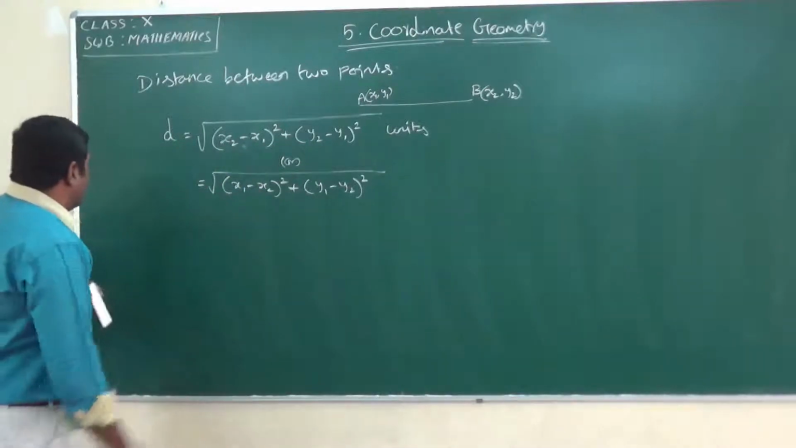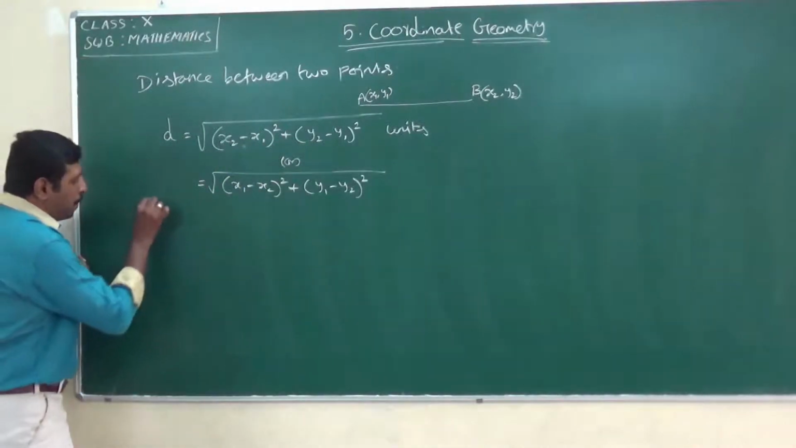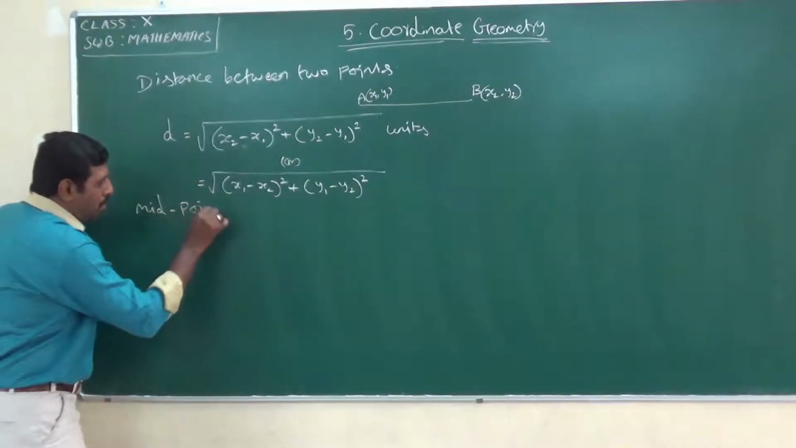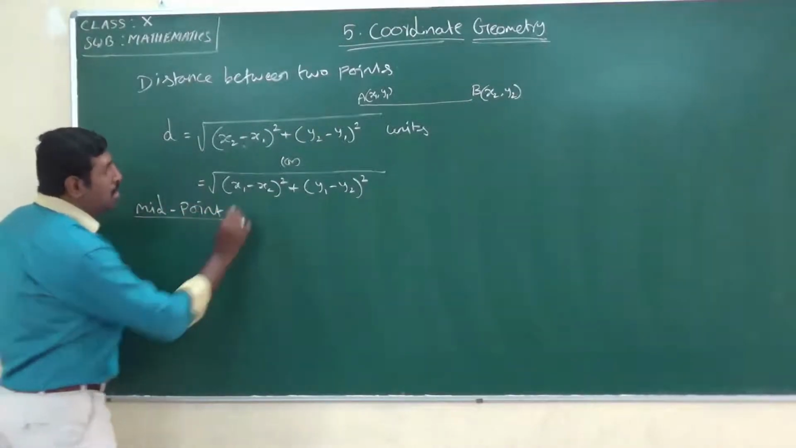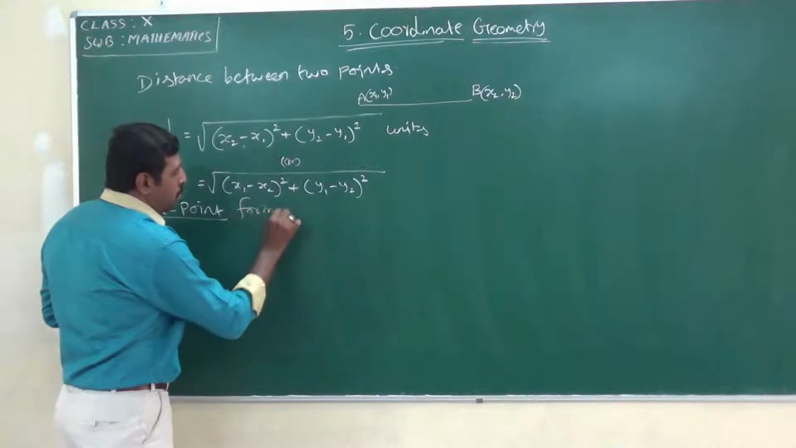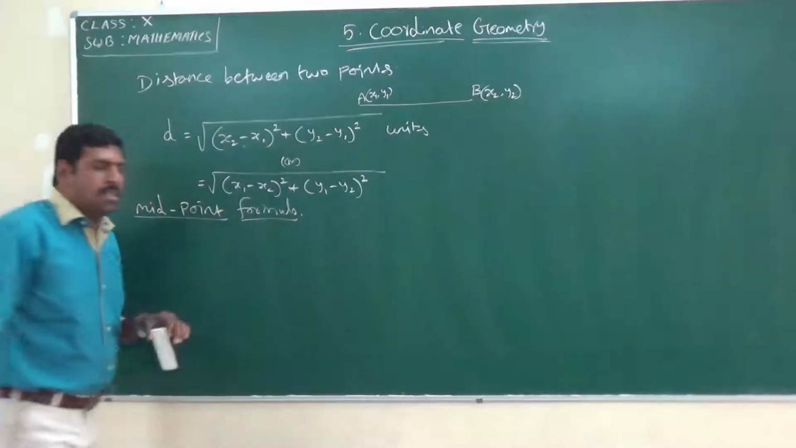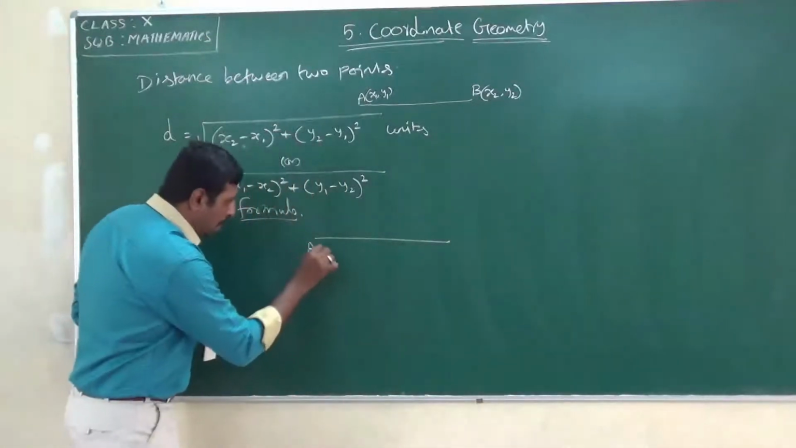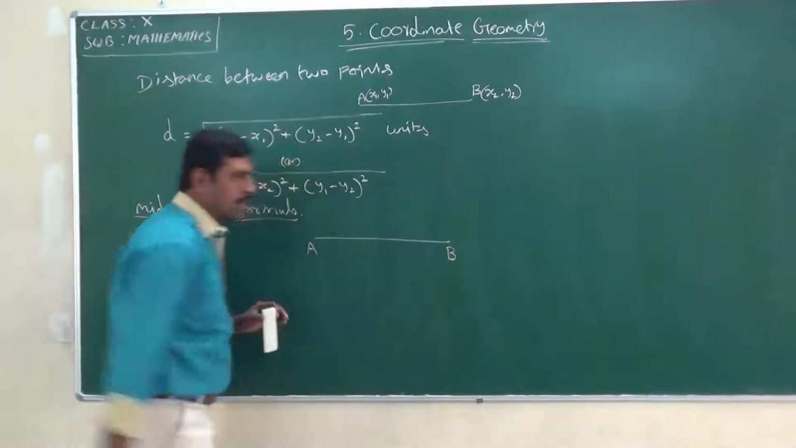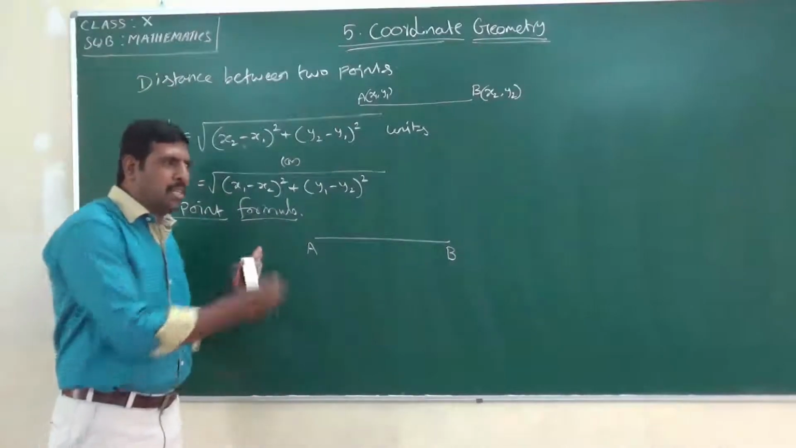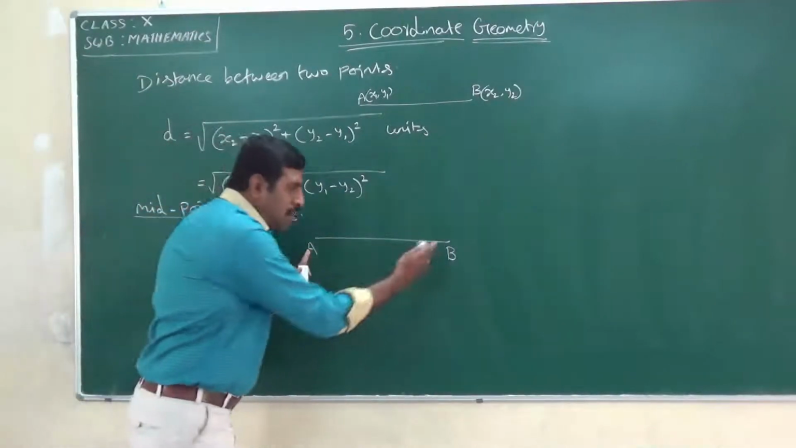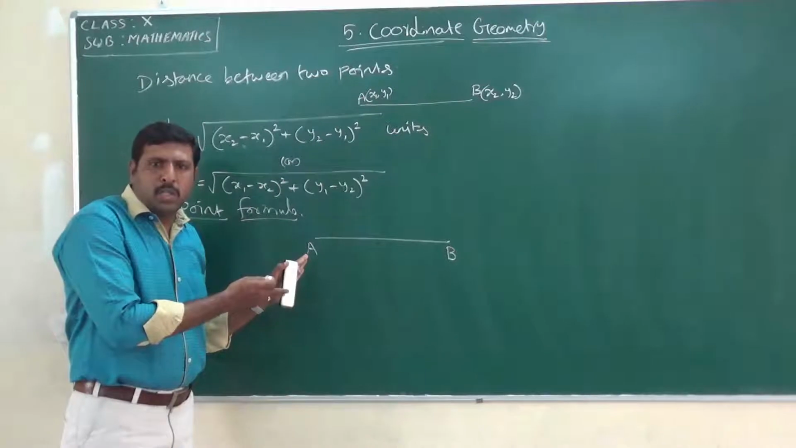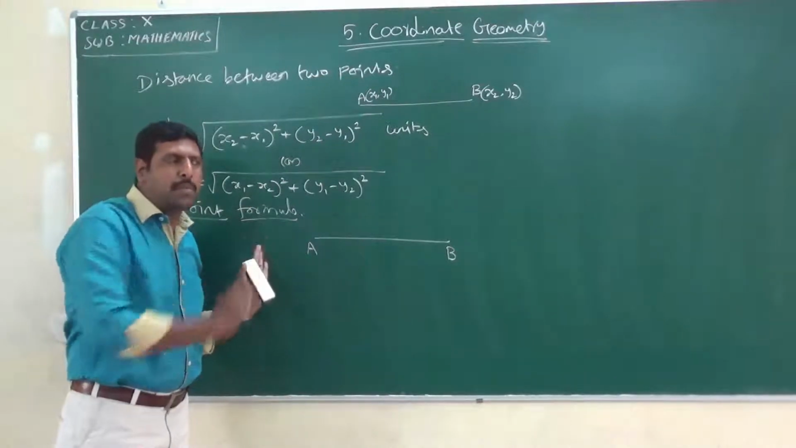And then we have the midpoint. The midpoint formula is what we studied in the lower classes, right? Here the line is given, with two points A and B. Suppose the length of this line is given as 10 meters, we can divide by 2, right? Divide by 2, and we can say the midpoint is 5.